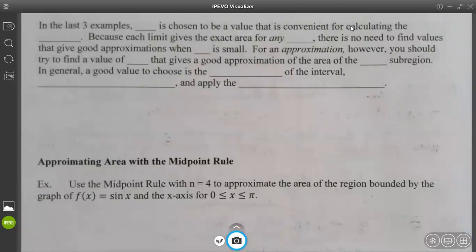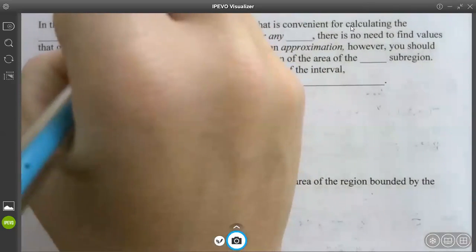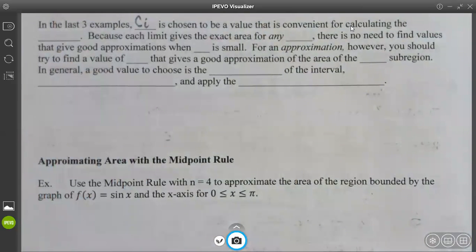Everybody good now? Okay, we're about to do it again. Or we could keep going. In the last three examples, CI is chosen to be a value that is convenient for calculating the limit.